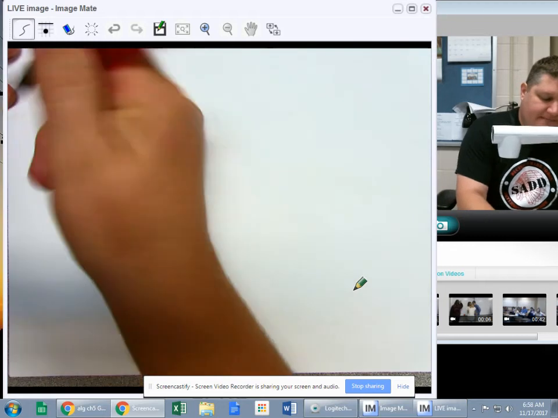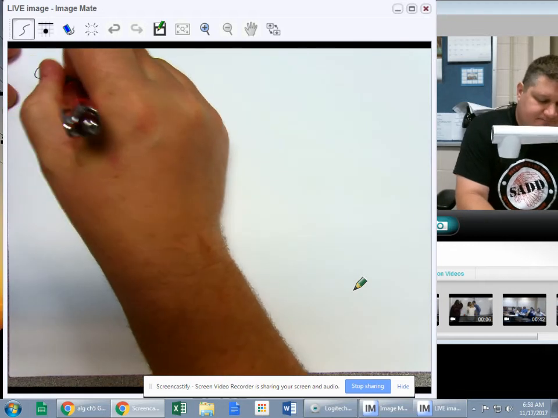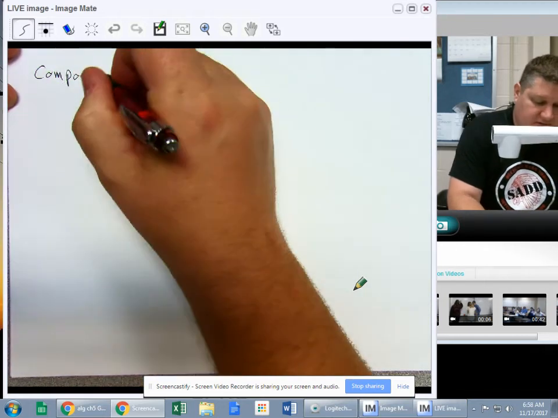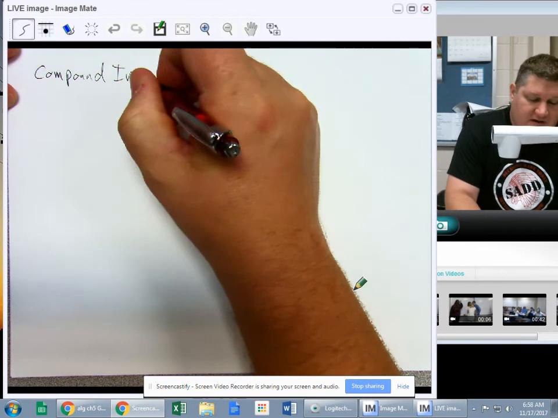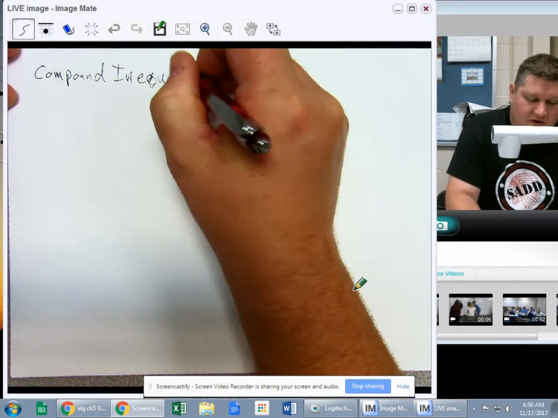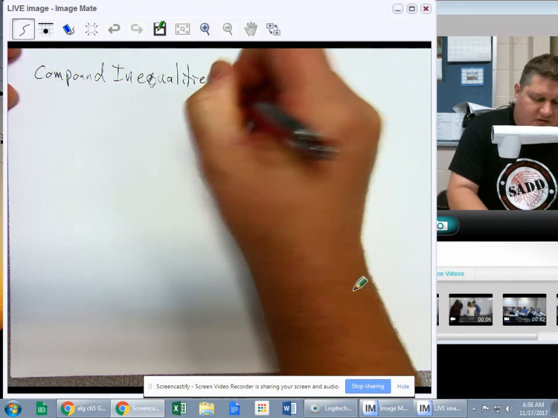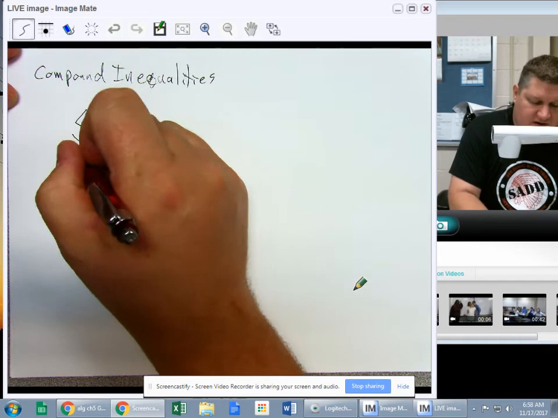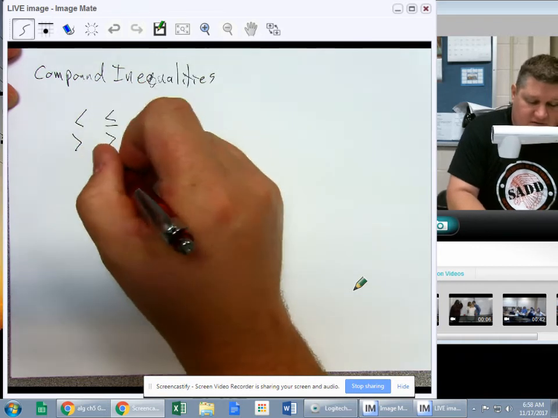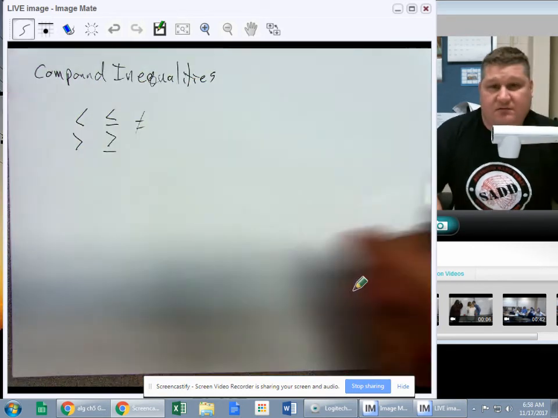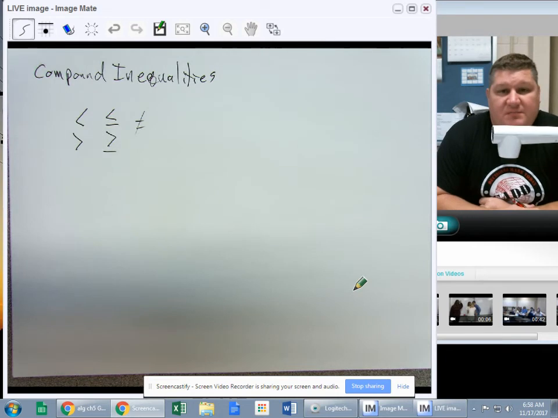Let's look at compound inequalities. First of all, we already know that inequalities have a less than, a greater than, a less than or equal to, a greater than or equal to, or a not equal to. So we already have those pieces of the puzzle.